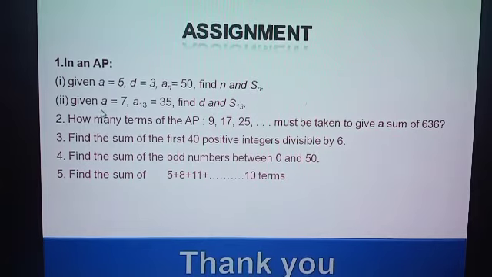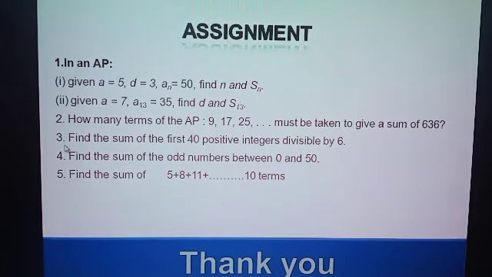Second question, given a is equal to 7, a30 is equal to 35, find d and S13. Here also by using the an formula you find d, and then you find S13 by using the sum of n terms formula, children. Next, second problem, how many terms of the AP? It is the same as the last sum which I have explained here, the same method you can solve this, children.